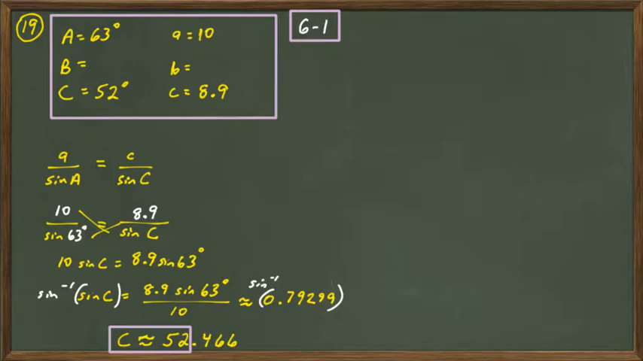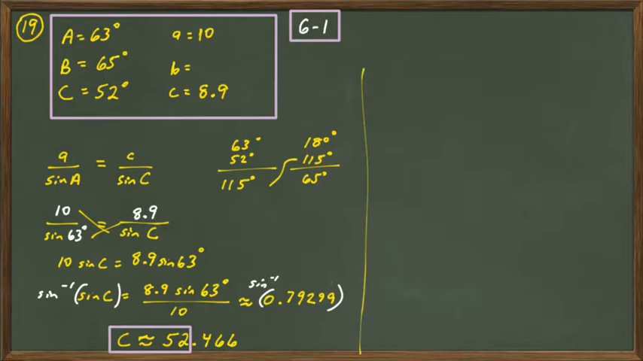Now you can find angle B because you know the total in a triangle is 180. 63 degrees and 52 degrees would add to give me 115 degrees. If I subtract that from the total in a triangle, that leaves me with, I believe, 65 degrees. I think that would be it. So now I'm going to do A over sine A, and now I'm going to do B over sine B. So again, I'll set it up and we'll fill in the values.